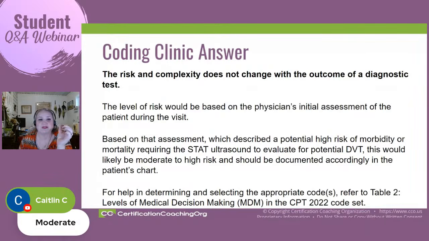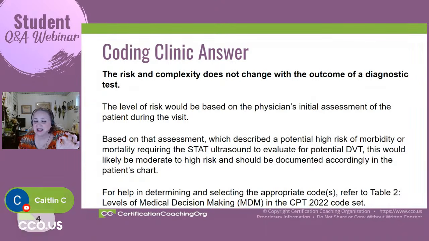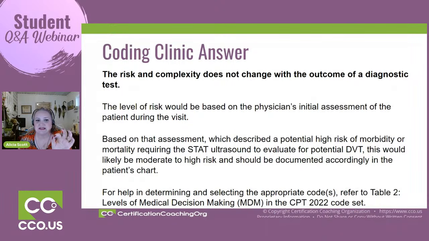Let's look at the answer. This is the key learning point that Coding Clinic tells you, and you have to understand this with medical decision making. That's why I picked this one to put in. The risk and complexity does not change with the outcome of the diagnostic test. So for the medical decision making, it doesn't matter that the patient did not have a pulmonary embolism or a thrombus, a DVT, that was going to travel. That didn't matter. What mattered was the fact that they had all the signs and symptoms, and therefore these tests were done.